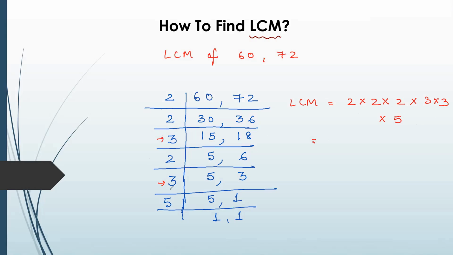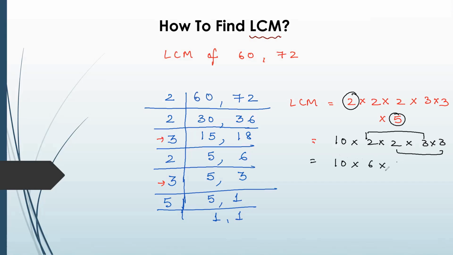So multiply them. Now, to make multiplication easier, what do we do? We multiply 5 and 2 first. We know 5 2's are 10. And then we multiply the rest of them. Simple. So, we know 3 2's are 6. 3 2's are 6. So, 10 into 6 into 6. What is that? 10 into 36. And the answer is 360.